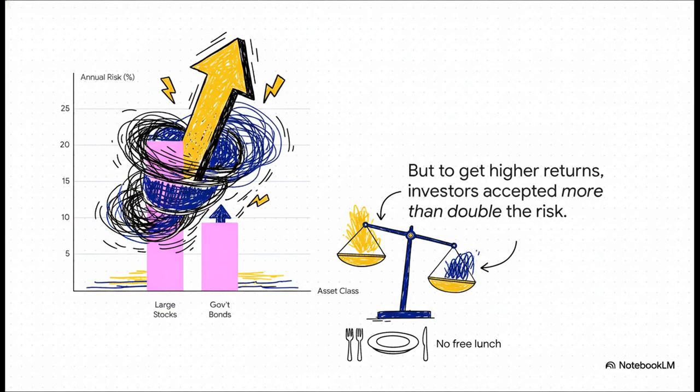But, and this is a huge but, here's the other side of that coin. This chart just perfectly shows the fundamental trade-off. To get that higher return from stocks, investors had to stomach way more risk, a volatility of over 20%. That's more than double the risk of bonds. It's the oldest rule in the book. There's no free lunch. Higher potential returns mean you have to accept higher risk.